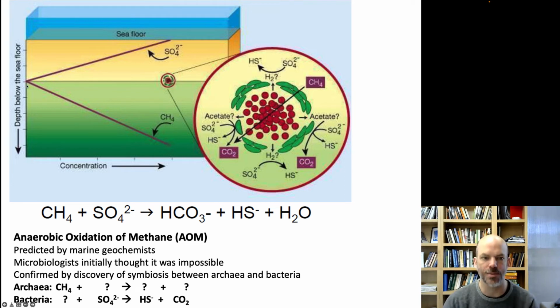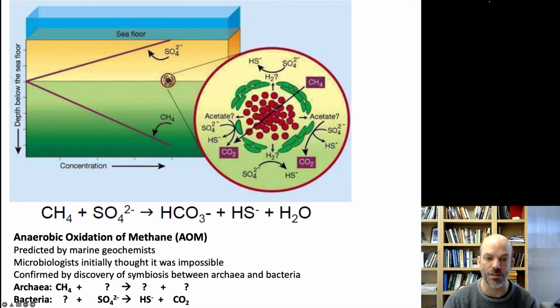So marine chemists have been looking at this for decades, from the middle of the 20th century to late 20th century, and seeing that the sulfate and the methane are often going down to zero at approximately the same point in some of these marine sediment columns. And so the chemists predicted that there must be some microbe that is consuming sulfate and methane. Methane being the electron donor, sulfate being the electron acceptor.